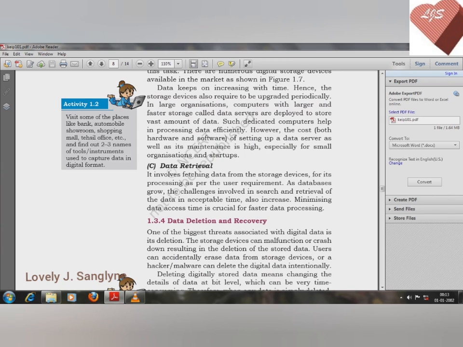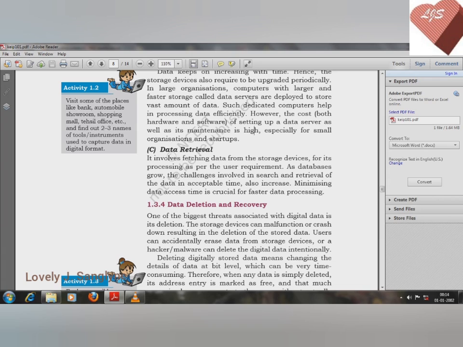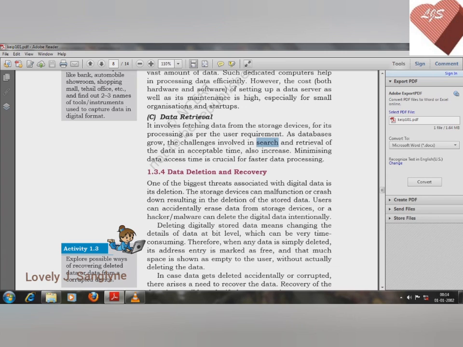Whenever we want to access those data that are being stored, that means we are retrieving those data. Data retrieval involves fetching the data from the storage device, or if you want to search the data from the storage device, that is known as data retrieval.